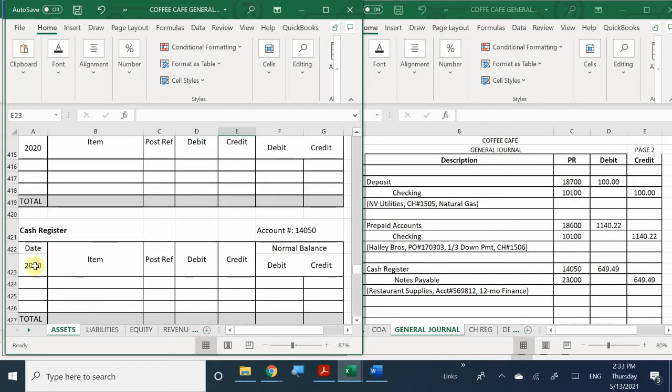Here we are. Okay. It is June 6th. You could choose what you want to write here, but once again, you acquired the cash register. Do you need to say that it's financed right now for 12 months?